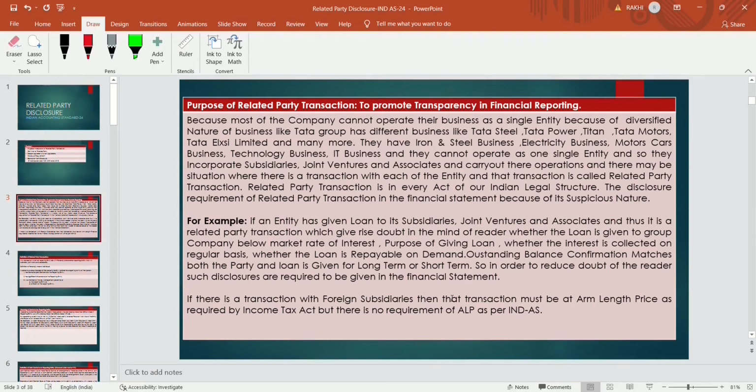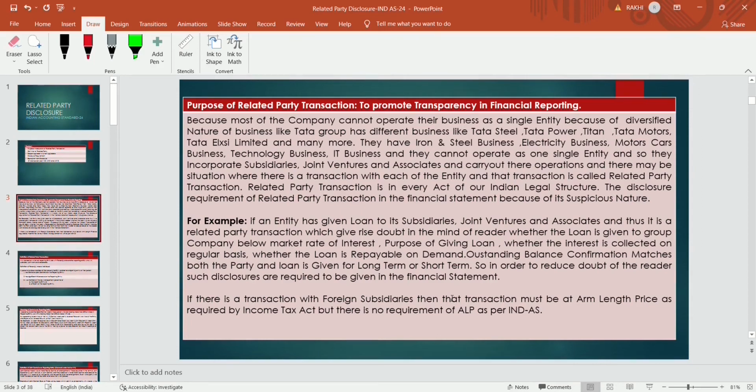Related party transactions are addressed by almost every Indian act, every legal structure of Indian acts: the Income Tax Act, the Company Law Act, the FEMA Act, the SEBI Act. This is not new. So why does the company need to disclose related party transactions? Because these related party transactions are of suspicious nature. There is a doubt in the mind of the reader whether the transaction is beneficial for the interest of the company. In order to clarify this suspicion, these disclosures are required in the financial statements.